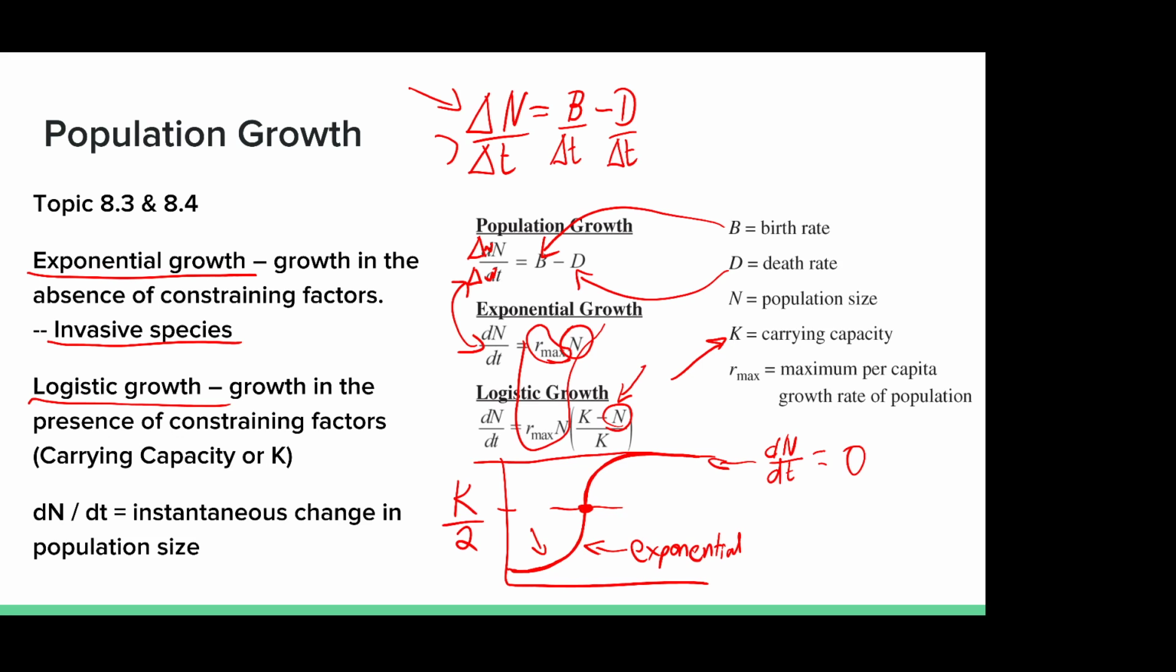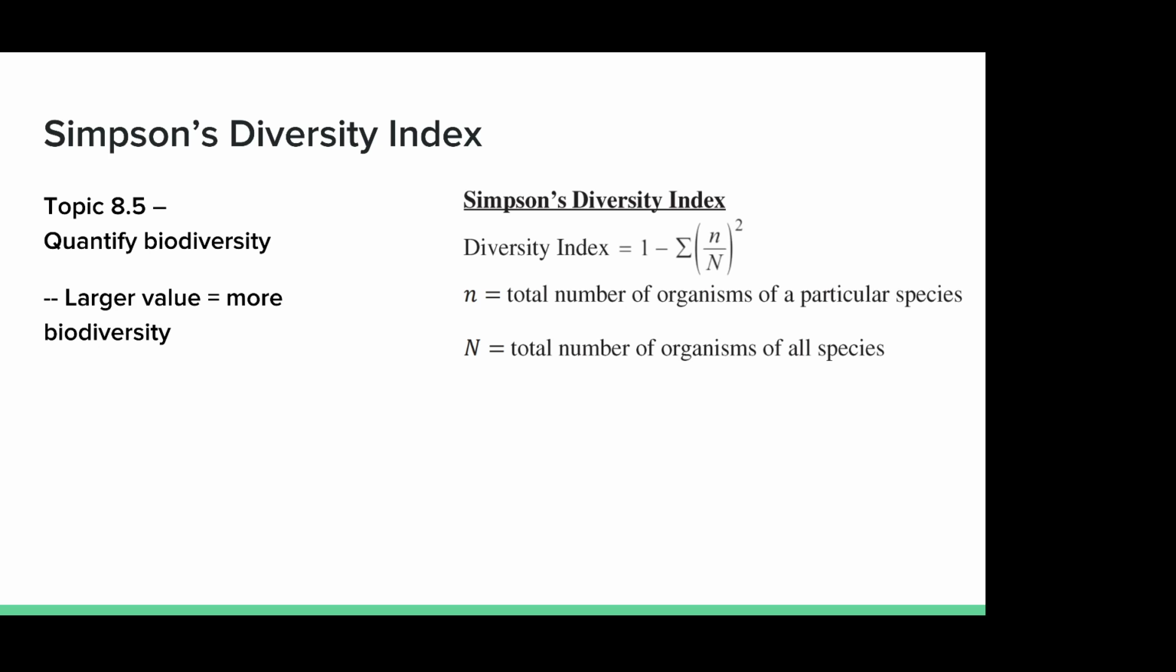And again, I think I've spent a little too much time on that one. So Simpson's diversity index, we'll put a real quick note on this one and call it a day. Simpson's diversity index is a way to quantify biodiversity. There are many other ways to quantify biodiversity, and if you take the International Baccalaureate Biology, they go into, I think, 3 of them. The whole idea is that the larger the value, the higher the biodiversity. So the larger the Simpson's diversity index, the higher the biodiversity in that population.